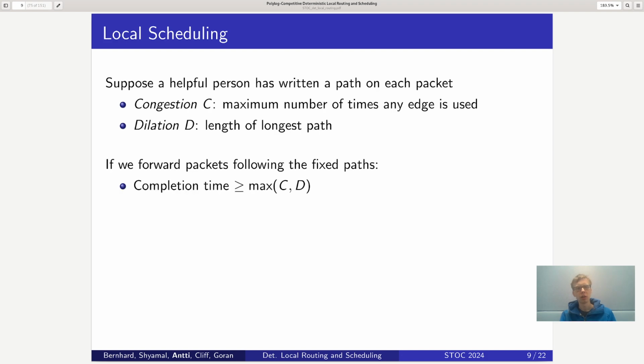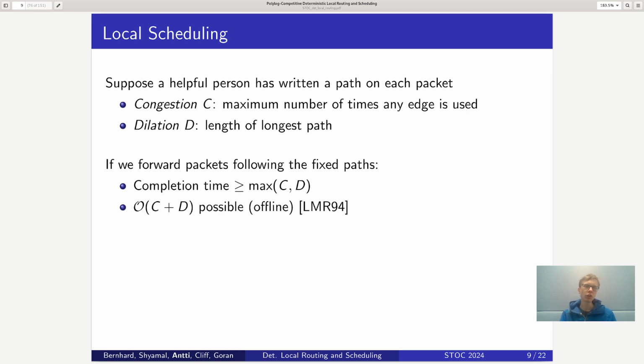Now, if we forward packets without having the packets stray from their paths, what is the completion time going to look like? Well, it definitely has to be at least the congestion, and it definitely has to be at least the dilation. Why? Because at most one packet can cross an edge every time step, which means if C packets need to cross an edge, that takes at least C time steps. And also each packet moves at most one vertex each time step. So if the packet needs to traverse a path of length D, that takes at least D time steps. So that's why the completion time has to be at least C and at least D.